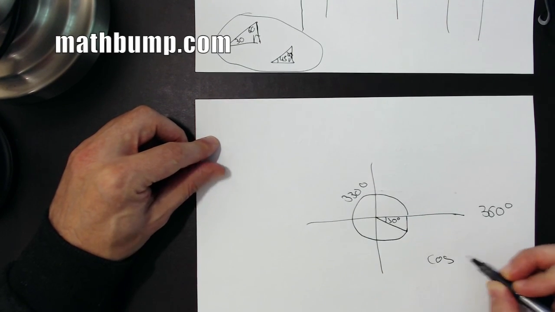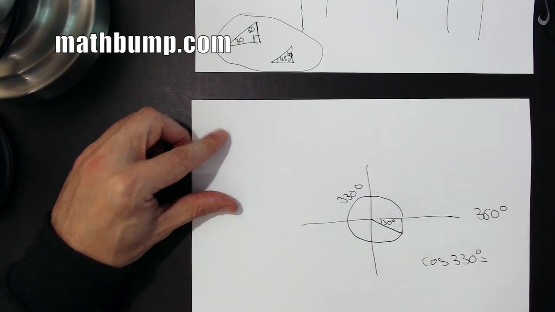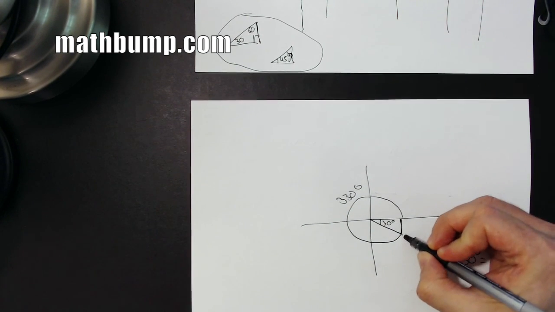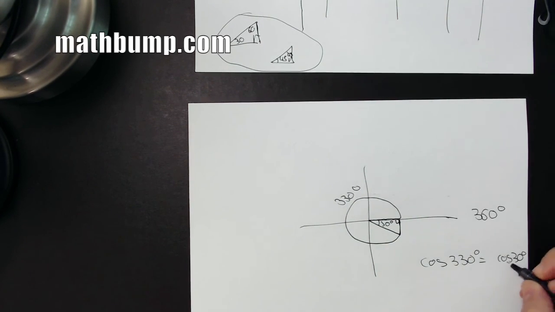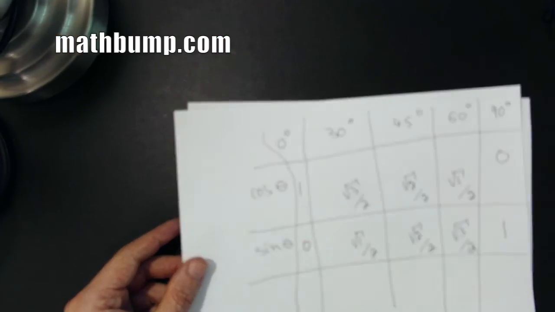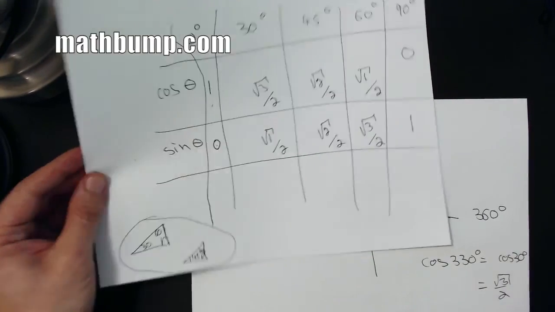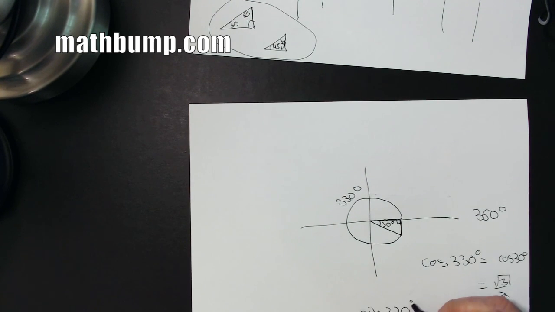So let's say we're worried about the cosine of 330. Well, once again, we know it's going to be numerically equivalent to the cosine of 30, because that's the triangle we're talking about. And then you think cosine is x. That's going to be positive. And then you look in the table, which took you 2 seconds to make, and you say cosine of 30 is square root of 3 over 2. Done. Okay?